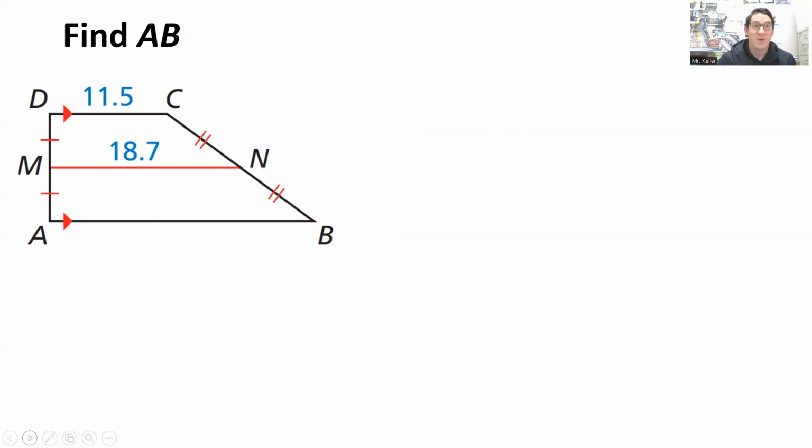Next, we need to find the other side. So we could set this up where, I'll do this both ways. We have time. So 11.5 plus, I don't know what that is. That's what we're trying to find. I'm going to call this X just so I don't have to write AB many times again. Divided by 2 is going to be equal to the mid segment, 18.7. And so then it's just a matter of solving this.